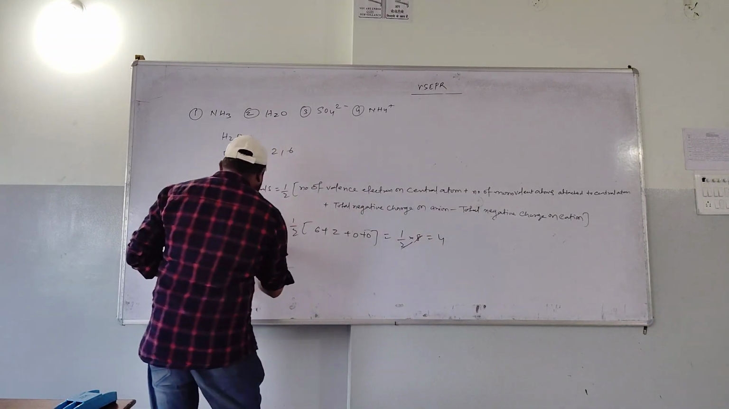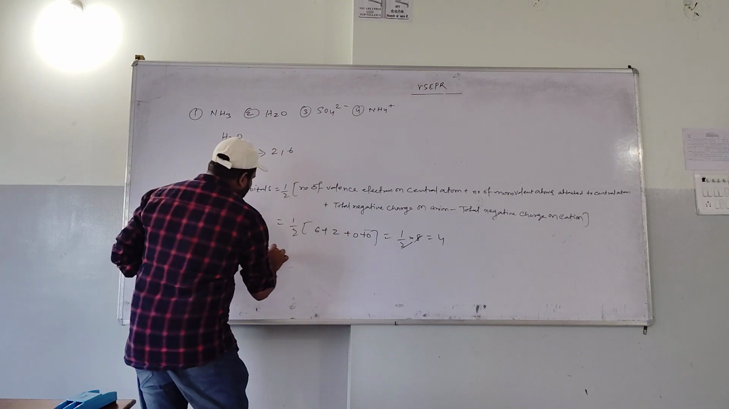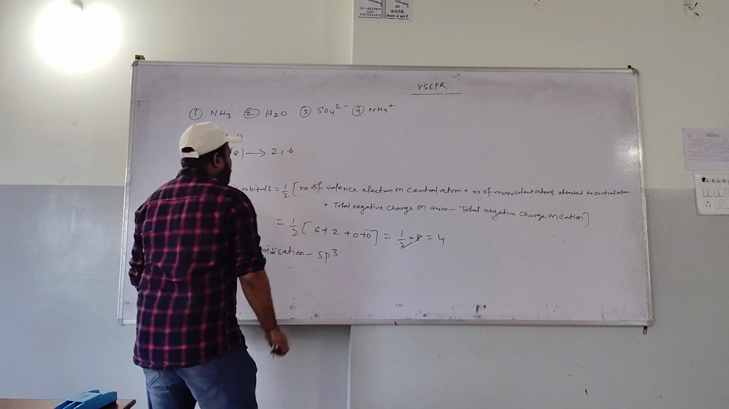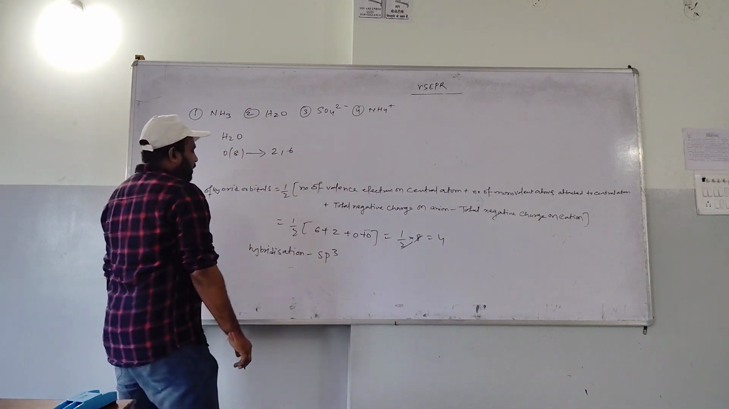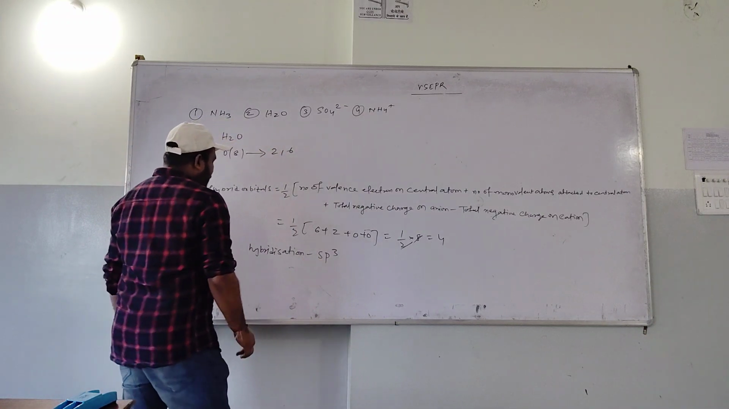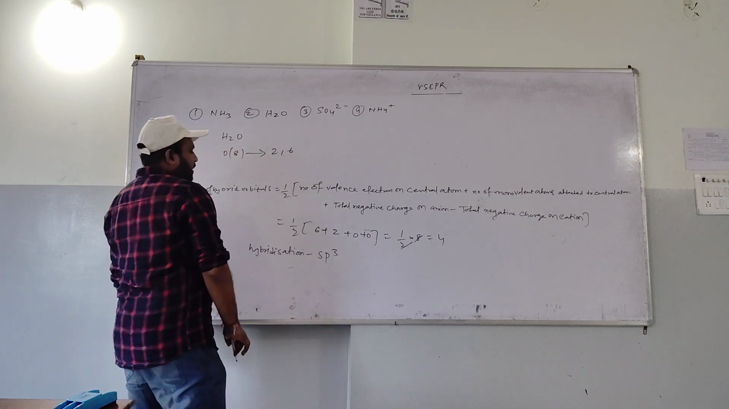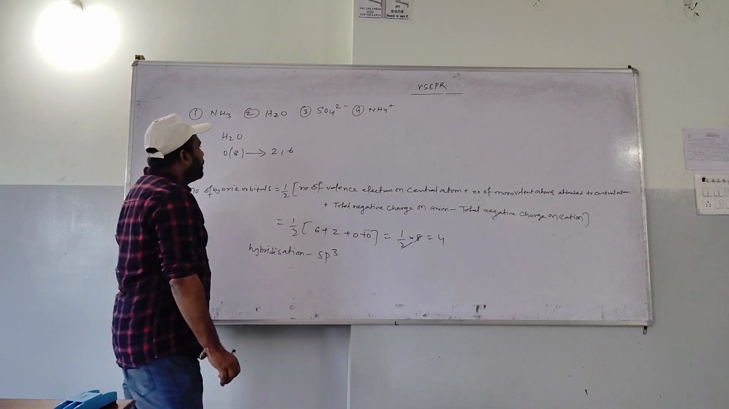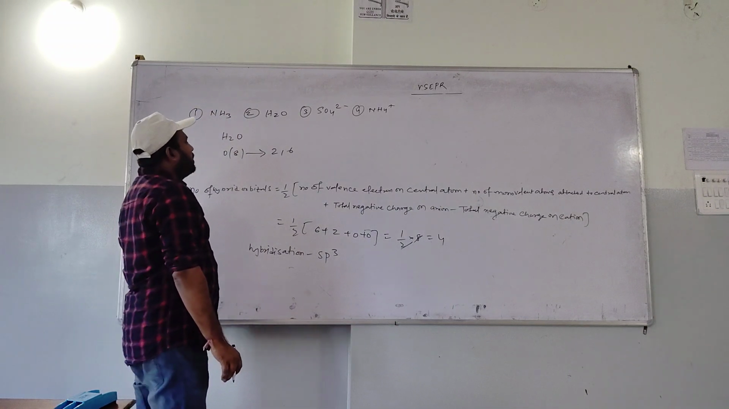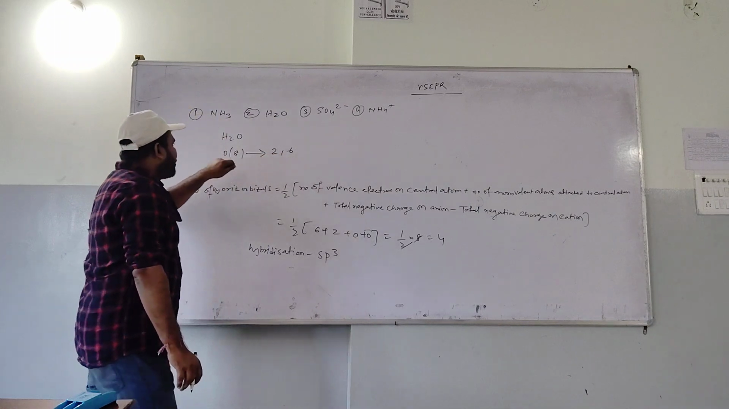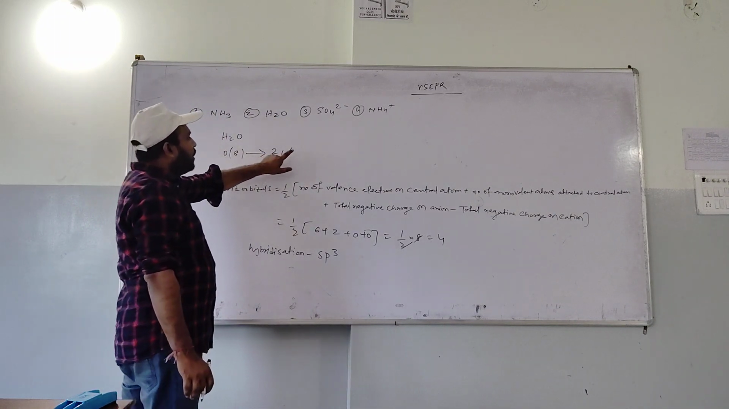Okay, so its hybridization is sp3. If you talk about its molecular structure, its electronic geometry is tetrahedral, but if you talk about its molecular structure, oxygen is only sharing 2 electrons with hydrogen, so it has 2 lone pairs.